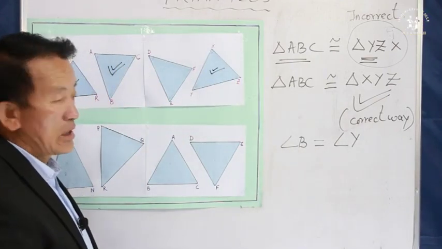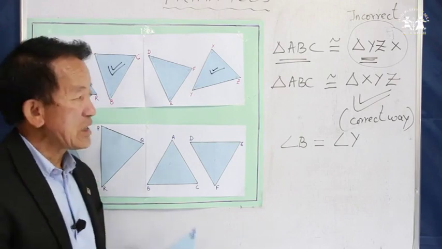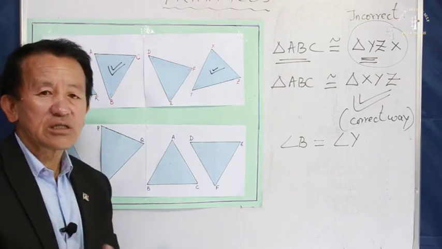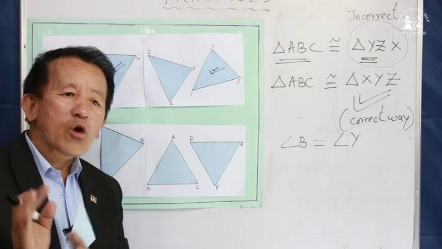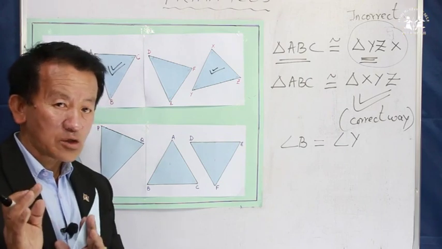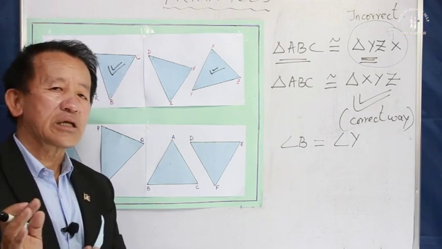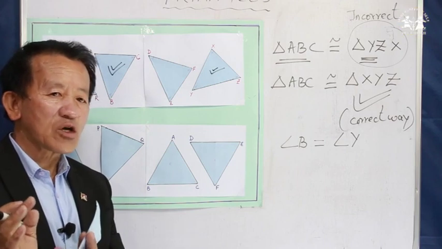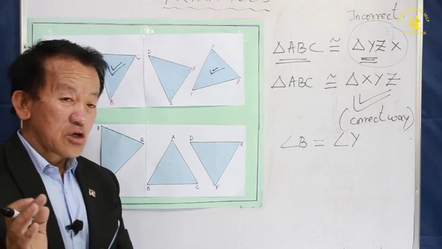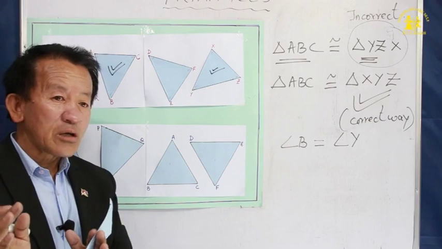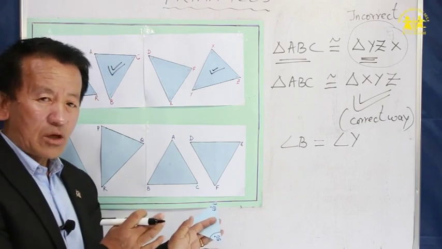In this lesson, the corresponding side, the corresponding angle, and corresponding side, the corresponding angle, so that the triangles are congruent.